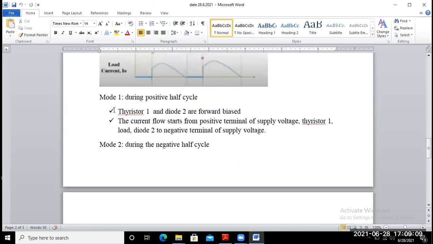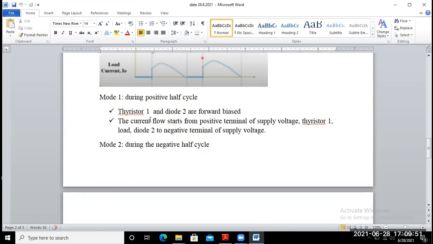Okay, so mode 1: during the positive half cycle, that means thyristor 1 and diode 2 are in forward bias. So what is the current flow in the circuit? The current flow starts from the positive terminal of the supply voltage, through thyristor 1, the load and diode 2 to the negative terminal of the supply voltage, in mode 1. When you provide a gate pulse to thyristor 1 at a particular angle delay, that is known as the delay angle, at that instant the thyristor will start to conduct.